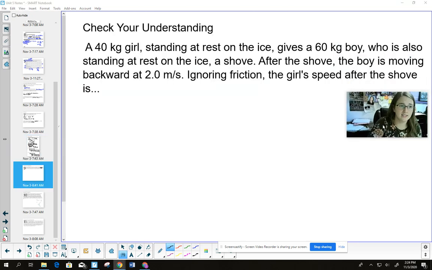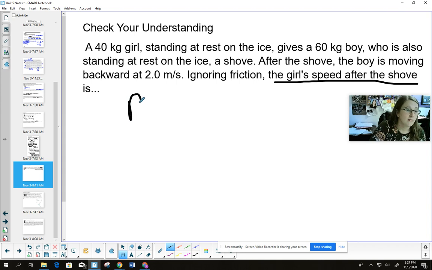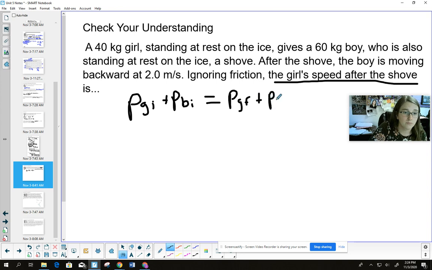So I want you guys to go ahead and try this next one. It's going to be the exact same situation. We want the girl's speed after the shove. We are going to start with the total momentum to start with. So we have the girl's initial momentum plus the boy's initial momentum is going to equal the girl's final momentum plus the boy's final momentum. Go ahead and give it a shot. We'll come back and check.